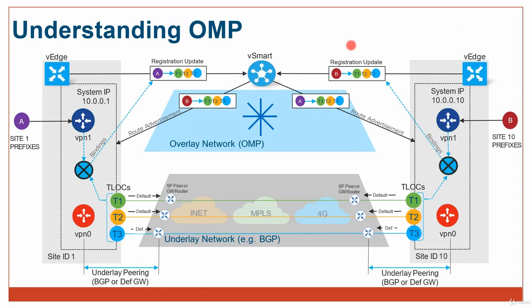In this diagram, although we don't have a firewall showing, you will see that you have the site 1 prefix, and then you have three different transports: internet, MPLS, and 4G. At this point, we know that TLOC is the transport locator, and it has three main attributes: system IP, color, and encapsulation. Here you can see the system IP, then a different color for different ISPs, say green, orange, blue, and then encapsulation, maybe internet, MPLS, 4G.